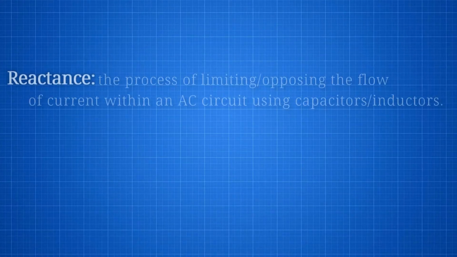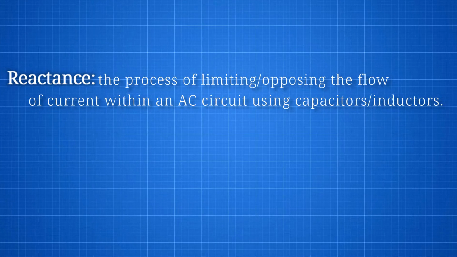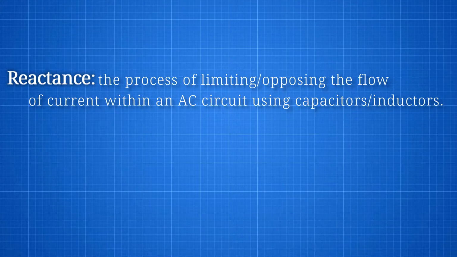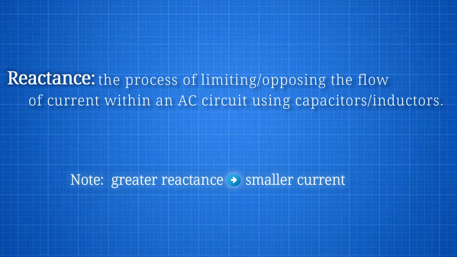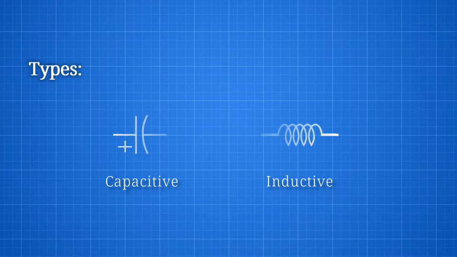Reactance can be defined as the process of limiting or opposing the flow of current within an AC circuit using capacitors and inductors. The greater the component's reactance, the smaller the current will be. There are mainly two kinds of reactance, capacitive and inductive.